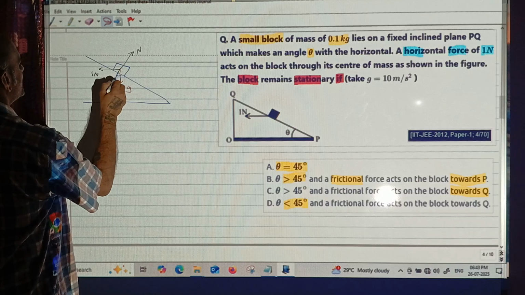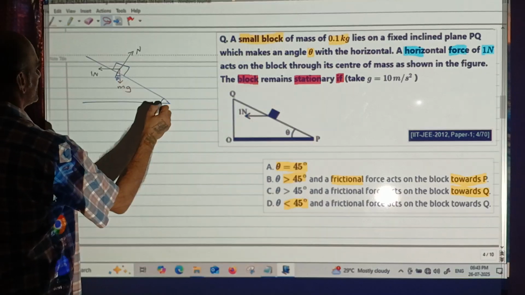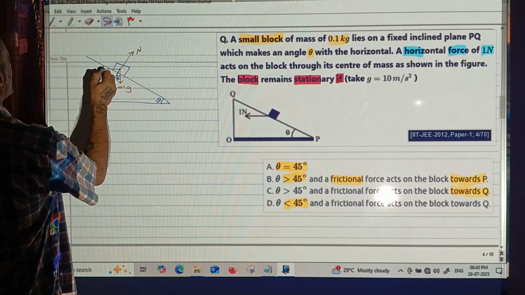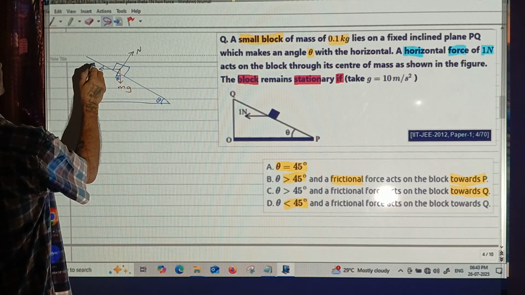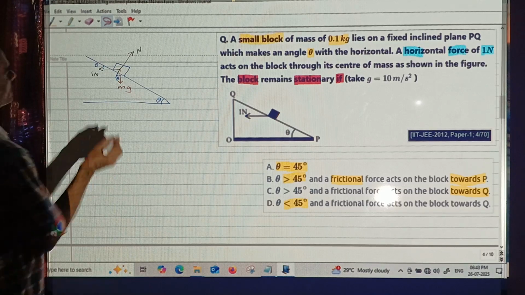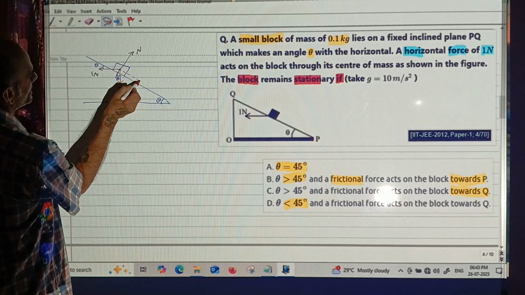So this angle is theta. This is the basic inclined plane. And this angle is also theta, parallel lines. Okay. So along the plane, this mg sin theta will act down the plane.